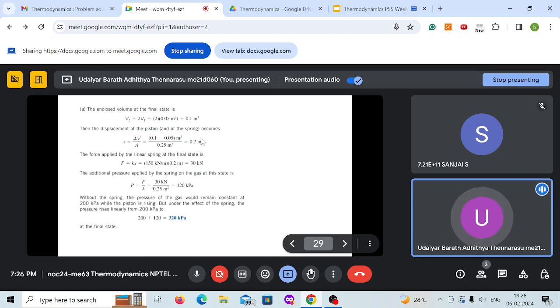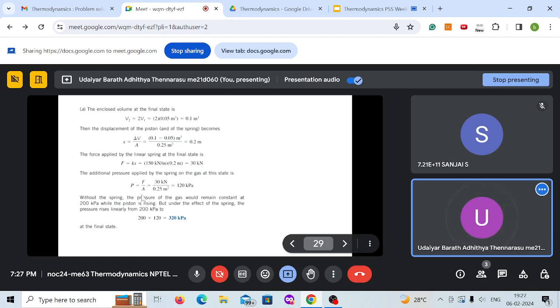Now from this we know that the force exerted by the spring is the spring constant times how much length you have compressed the spring. For that we have found out the displacement, which is the amount by which you are compressing the spring. So the force exerted by the spring is K into X. K is 150 kilonewton per meter, which is given, into 0.2 meter, which comes out to be 30 kilonewton. This is the force exerted by the spring on the piston.